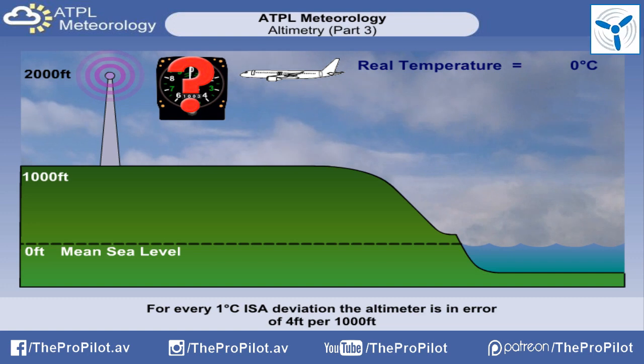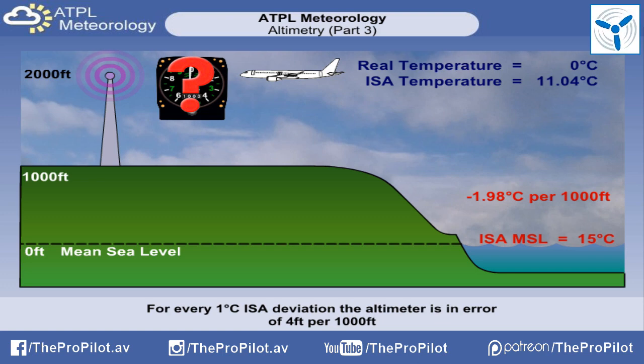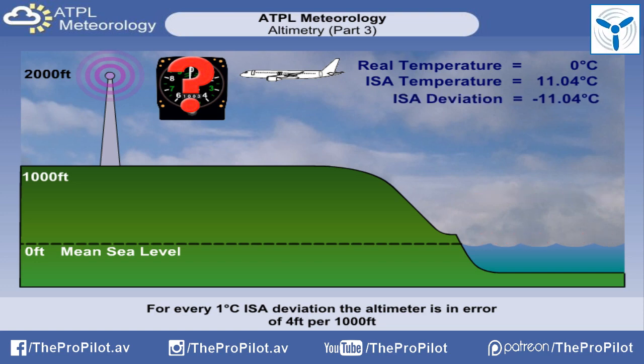Firstly, we'll need to calculate the ISA deviation. Remember that at mean sea level, ISA states that the temperature is 15 degrees Celsius and that it decreases by 1.98 degrees Celsius per 1,000 feet. The temperature at 2,000 feet above sea level, according to ISA, is 11.04 Celsius. The ISA deviation is therefore minus 11.04 Celsius. In other words, the real atmosphere is 11.04 degrees Celsius colder than ISA.